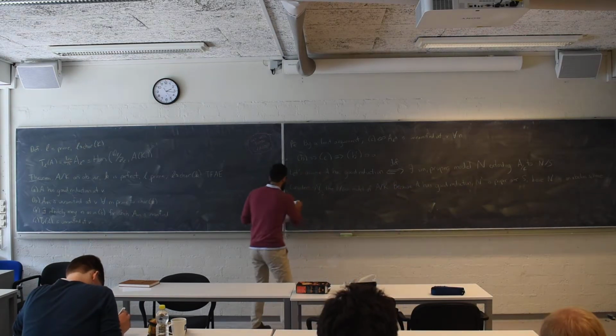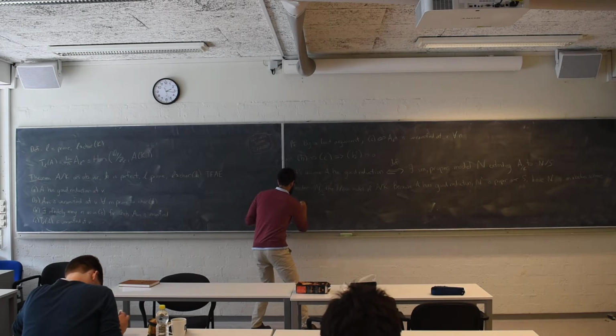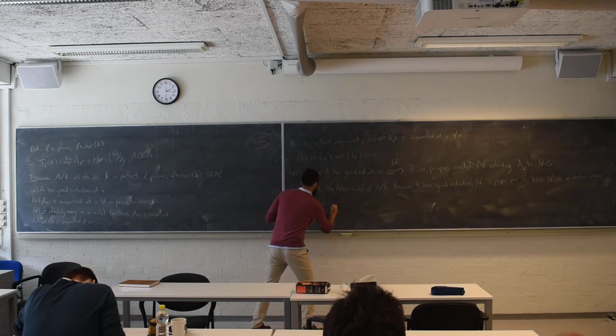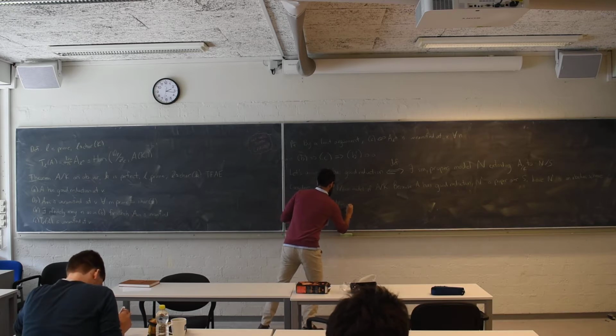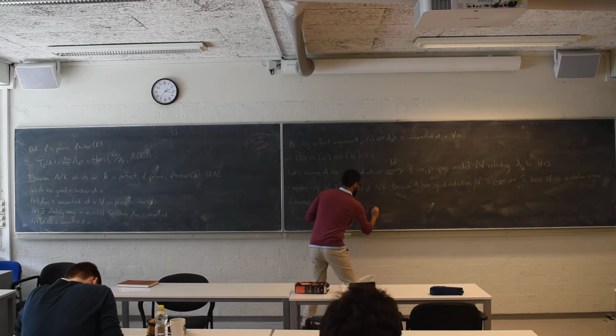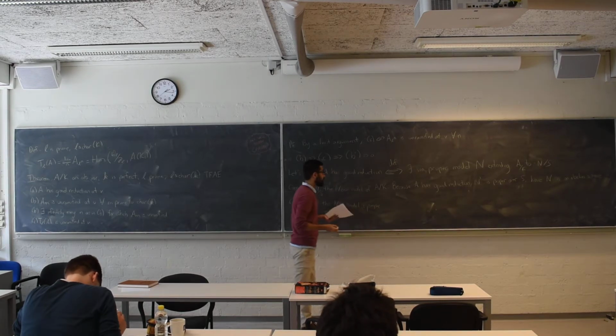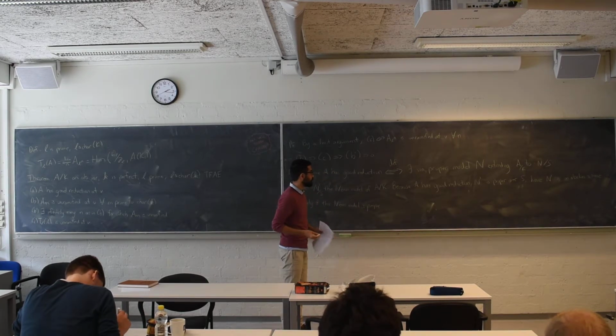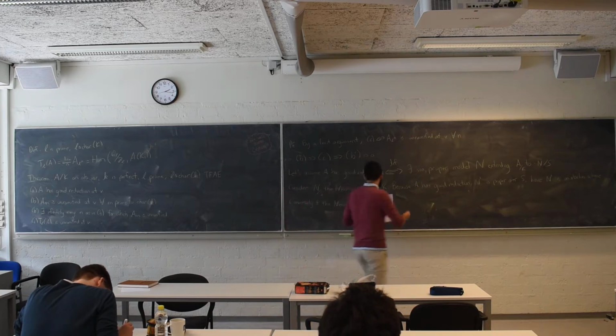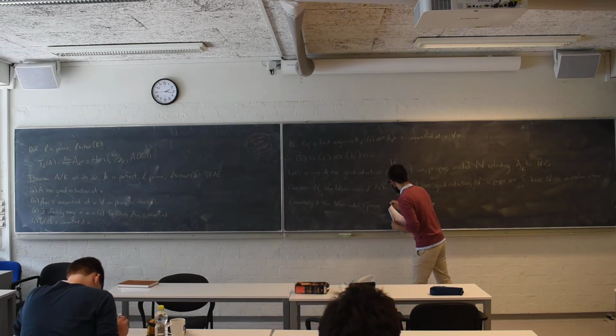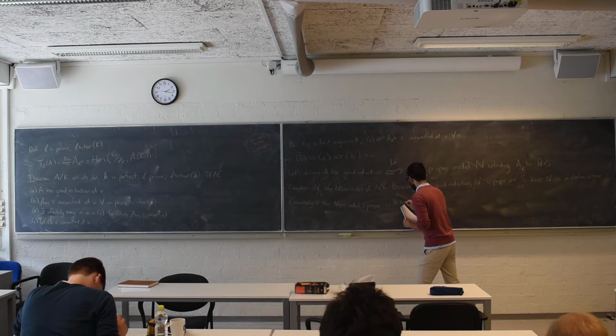Conversely, if the Néron model is proper, then the Néron model is already smooth by definition, so then we know that A has good reduction. So this implies that A has good reduction.